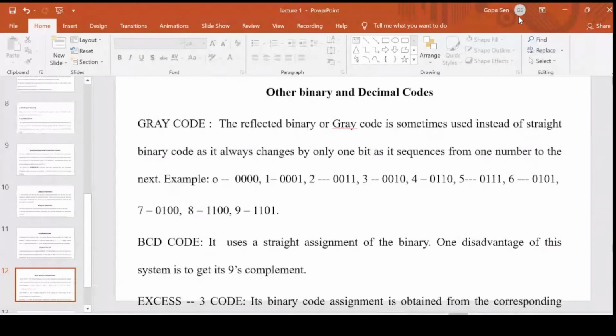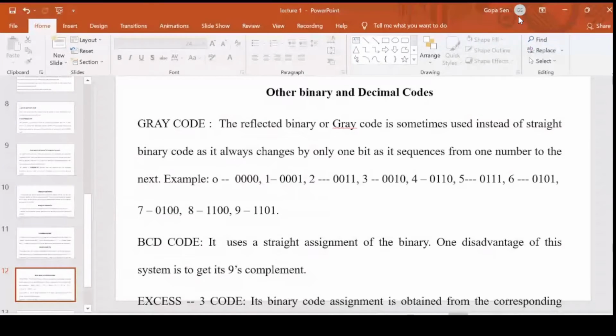Now you see that if we take these four numbers, from 0 to 1 only one bit changes. 00 is changed to 01. But whenever we move from 1 to 2, 1 is 01, whereas 2 is 10. So moving from 1 to 2, you will have to change both the bits. Again, from 2 to 3, 10 to 11, only one bit changes.